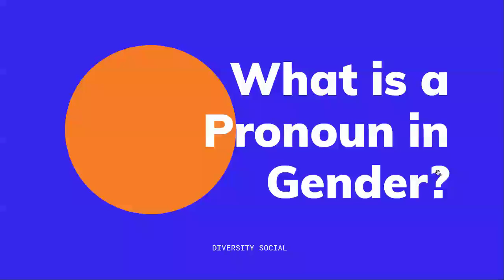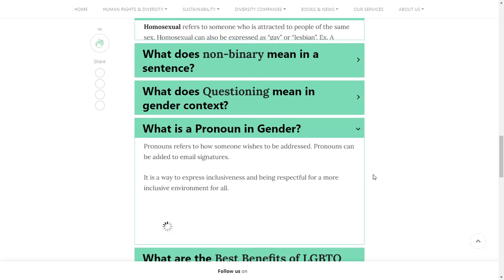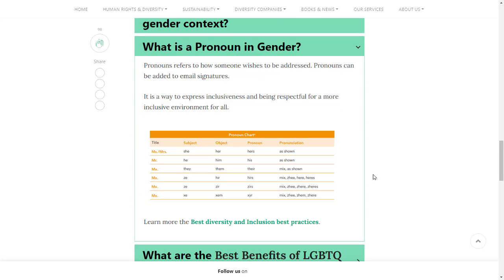What is a pronoun in gender? A pronoun refers to how someone wishes to be addressed. Pronouns can be added to an email signature or any signature. It is a way to express inclusiveness and be respectful for a more inclusive environment. So here in the chart you can see that there are different ways to address someone as needed.